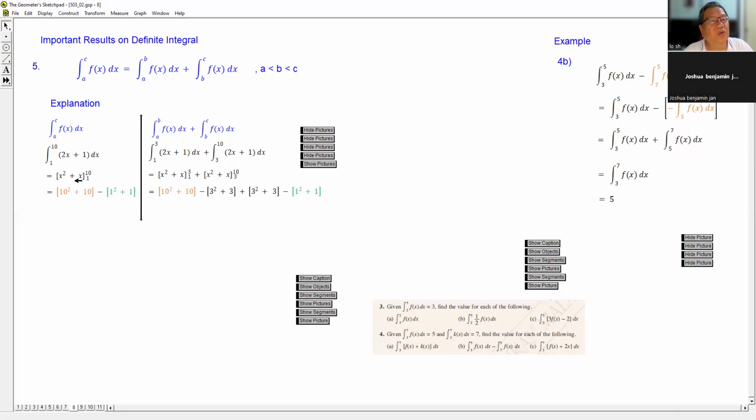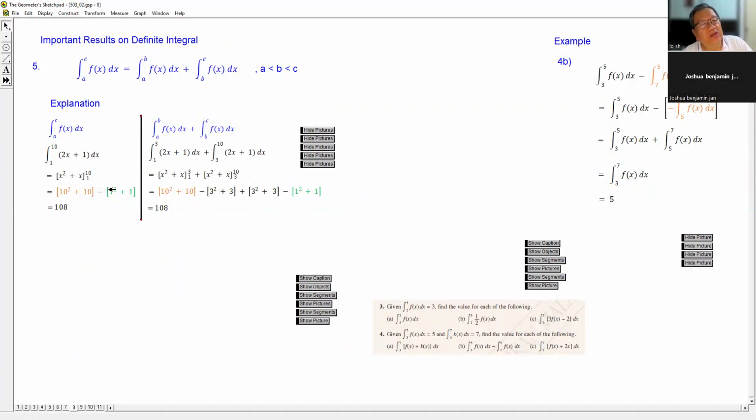You try to work it out and you see the answer is the same. You work out from 1 to 10, and it is the same as from 1 to 3, 3 to 10. Like I say, not necessarily 3. It can be 1 to 8, then 8 to 10. As long as it is continuous and there's no empty gap in between, it's always correct.